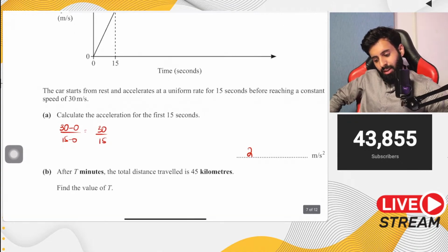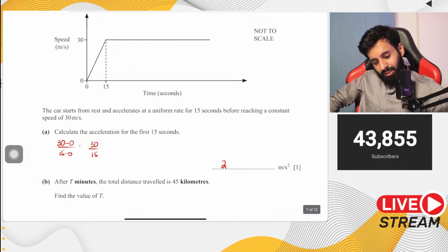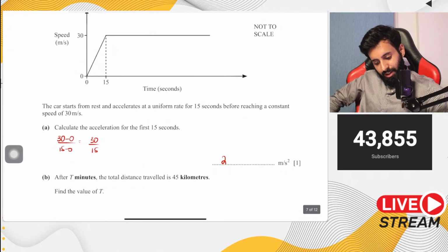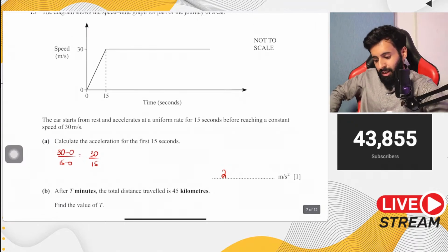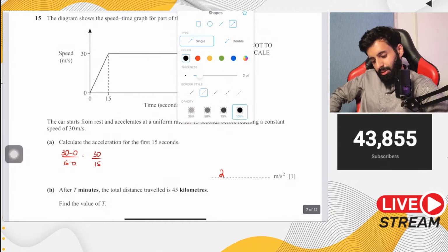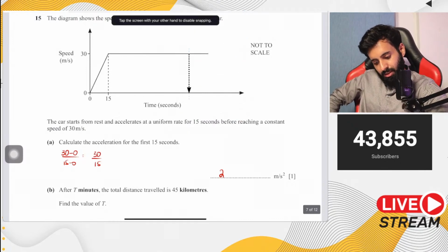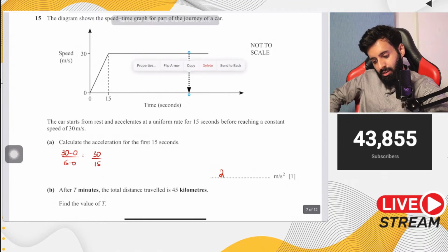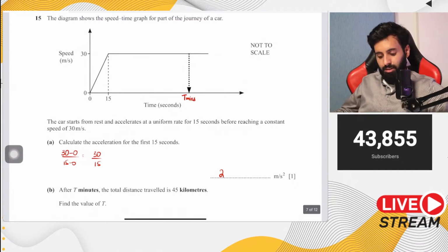Okay, now after t minutes, the total distance that the car has traveled is 45 kilometers. Find the value of t. So what is it of the speed time graph that gives us the distance traveled? Question for you guys. Let's say t minutes is somewhere over here. What is it of the speed time graph that gives us the distance traveled?